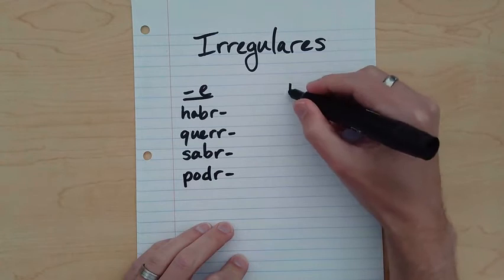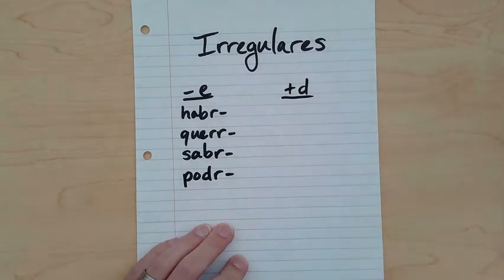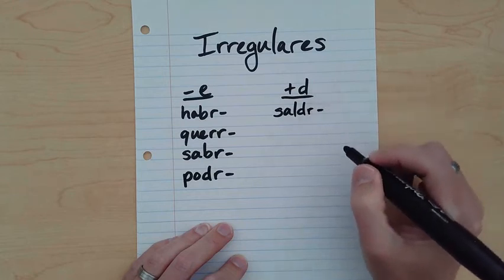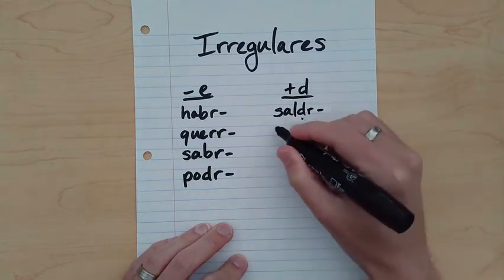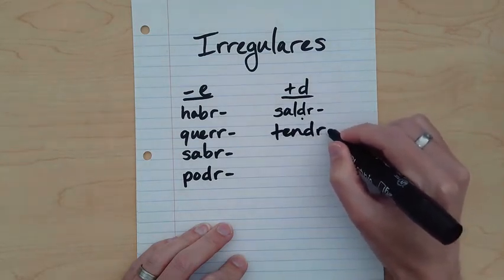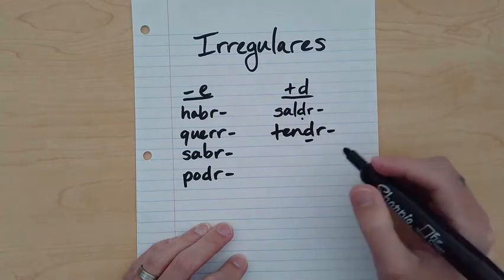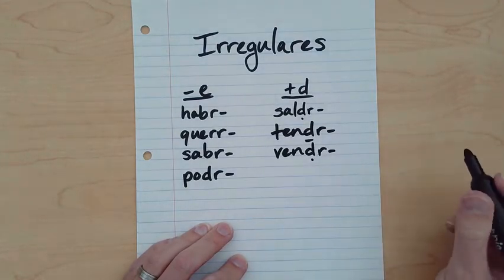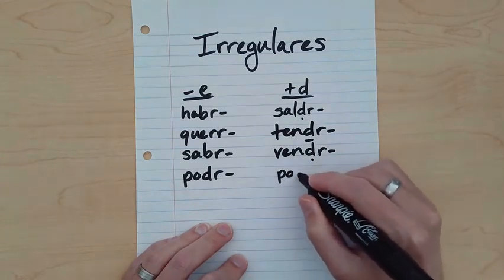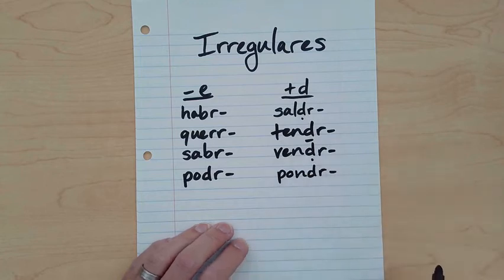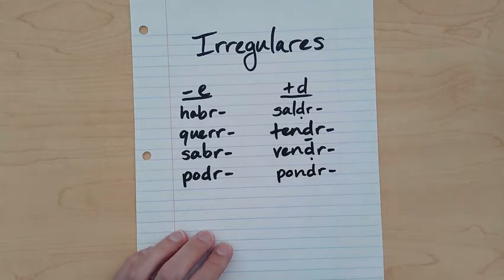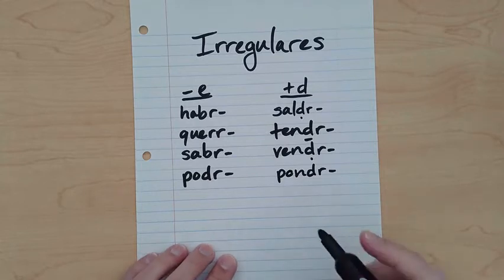Then there are those that are going to add a D. Those include salir, saldr, tener, tendr, venir, vendr, and poner, pondr, not to be confused with poder. Saldré, tendremos, vendrás, pondrán.